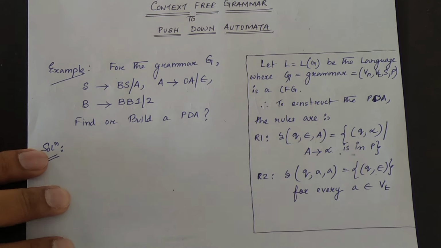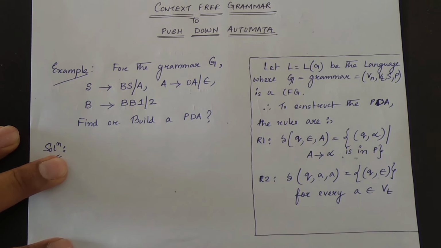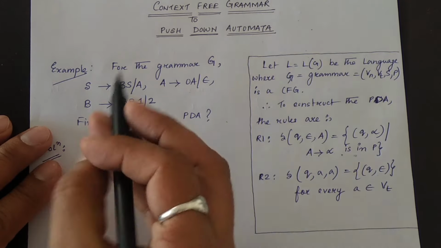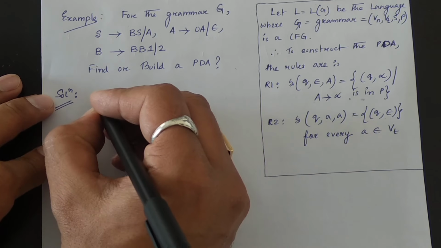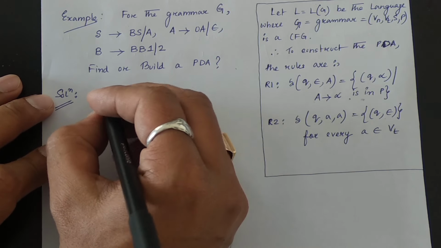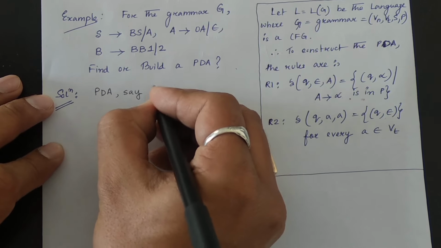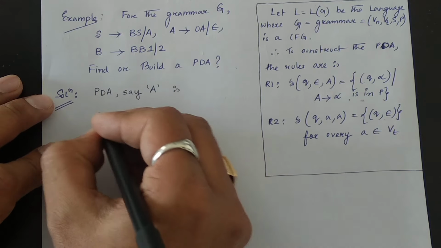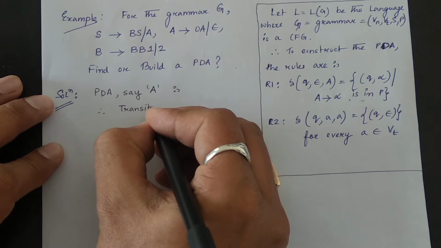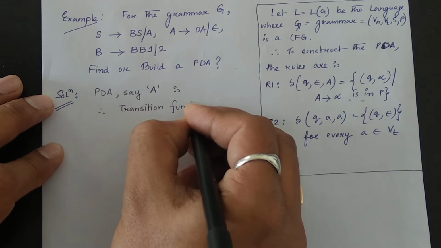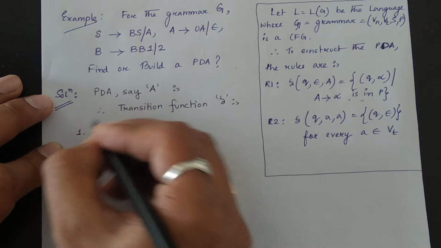Now, based on these two rules, it might be a little difficult for you to understand. Let us take an example and understand this particular topic. Now the grammar is given to you. So let us start off with the first transition function. So PDA, so therefore transition function delta will be number 1 for the first one.